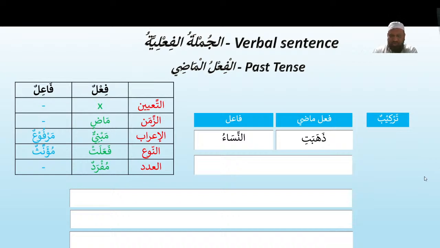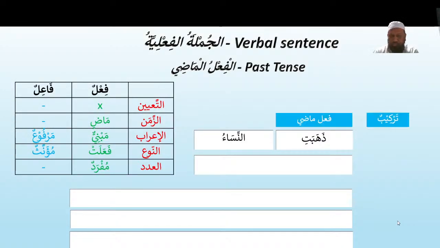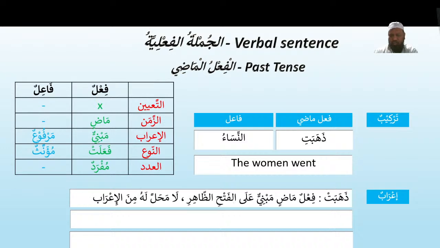And tarkib is very straightforward now. The women went, jama. ذهبت النساء, the women went. Again, tarkib i'rab is the same. ذهبت فعل ماض مبني على الفتح ظاهر لا محل له من الإعراب.